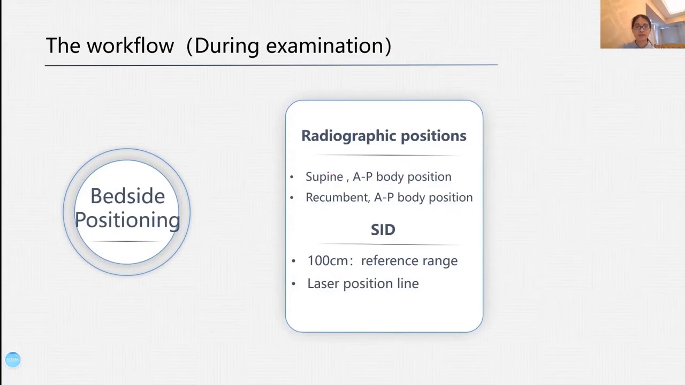We know bedside positioning is the key to getting a good film. Therefore, we should adjust the position and direction of the flat panel detector according to the patient's position, and then adjust the direction of the tube. And radiographic positions include supine and recumbent, and all of them are anteroposterior body positions. And the source image distance is about 100 centimeters, and it is positioned by the laser position line.